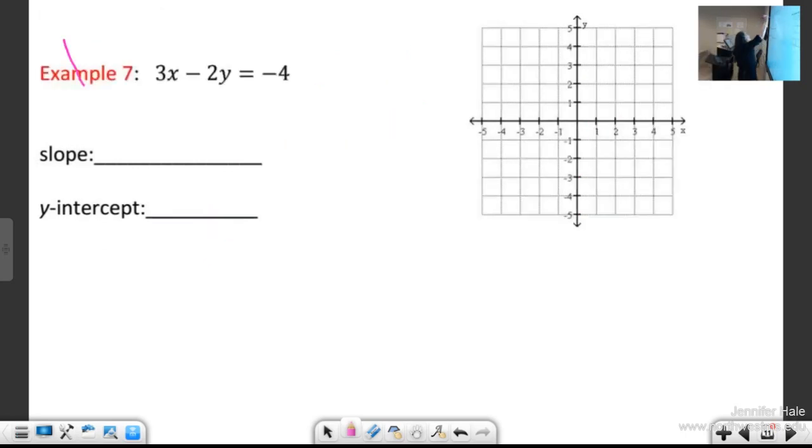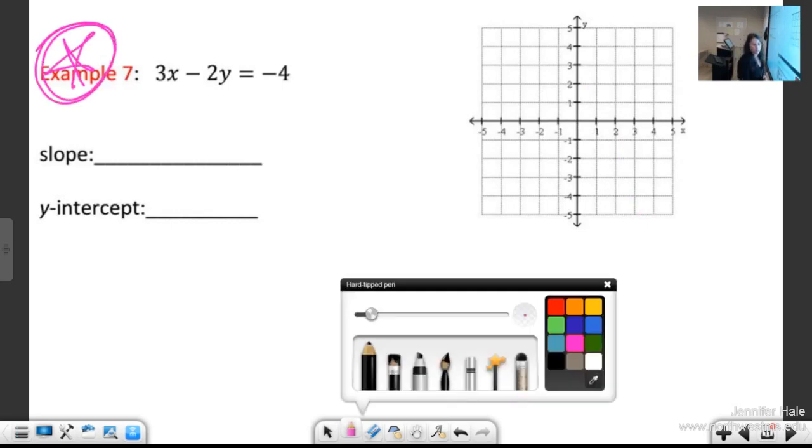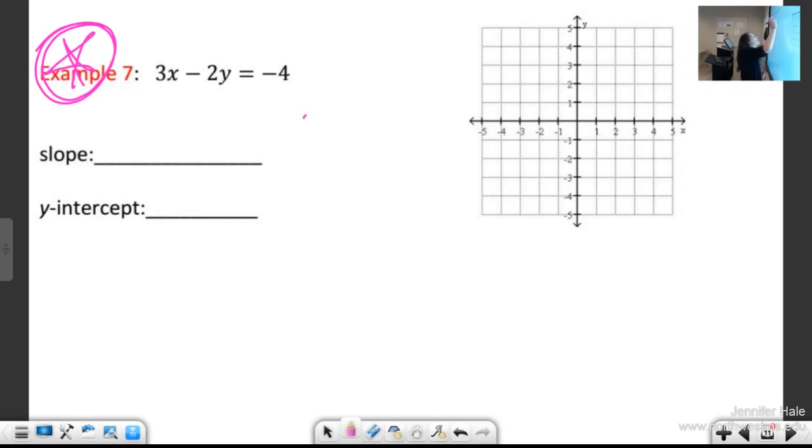All right, let's do that last one. Put a big star by this one. You'll definitely have one of these. Okay? So we get ready, and clearly the y is not by itself.